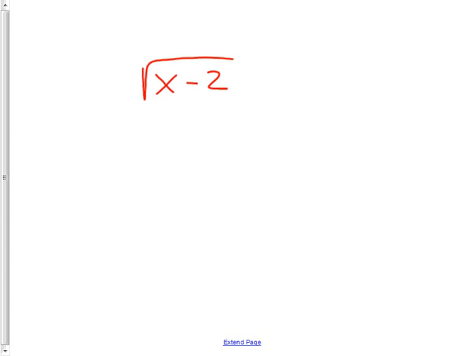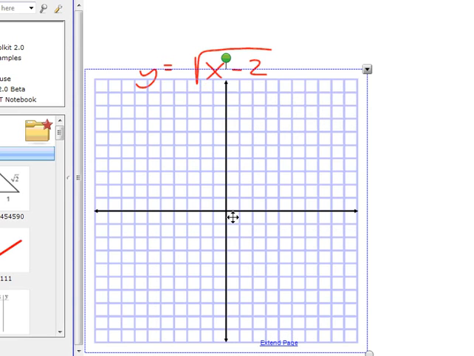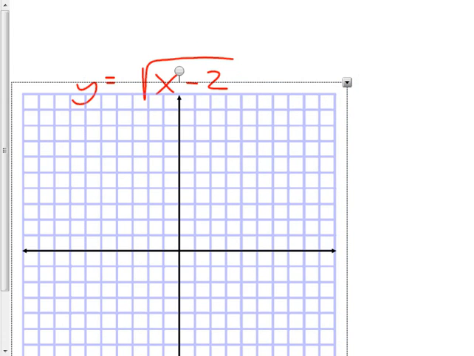Obviously, it begs the question, do you know what the square root of x looks like? Because if you don't know what that parent function looks like, you won't know how to do it. So, all right. I'm going to pull up a nice graph there out of my gallery.